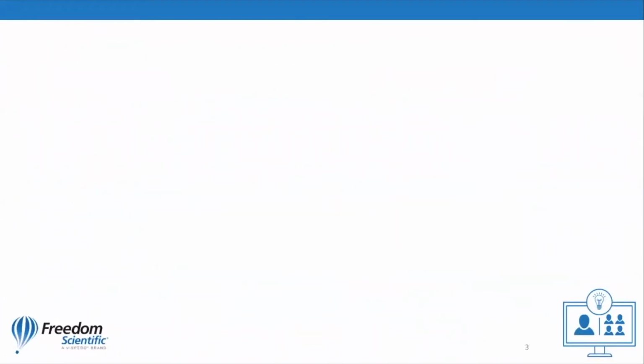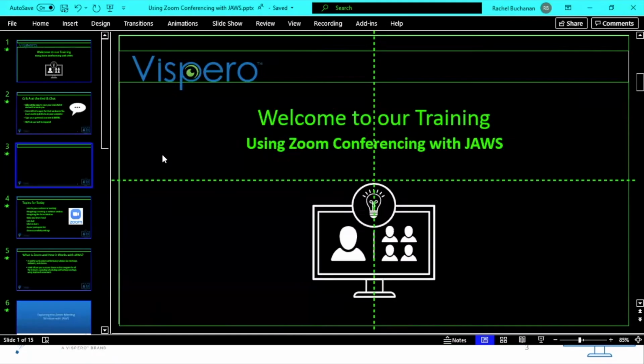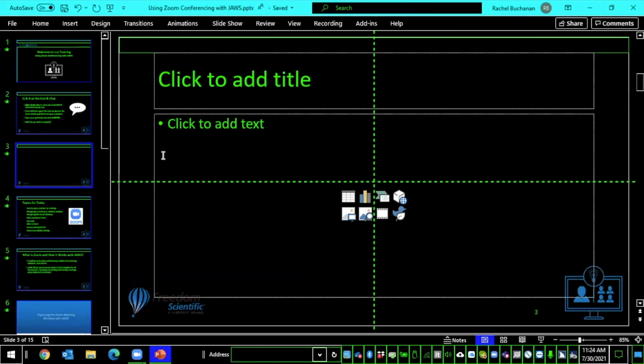Slide three. And here we are back on slide three. The slide I mentioned was blank. I'll press escape. Using Zoom conferencing with Jaws.pptx PowerPoint. Slide three. And that is how you use PowerPoint's rehearse timings feature to estimate how long you're spending on each slide during your presentation.